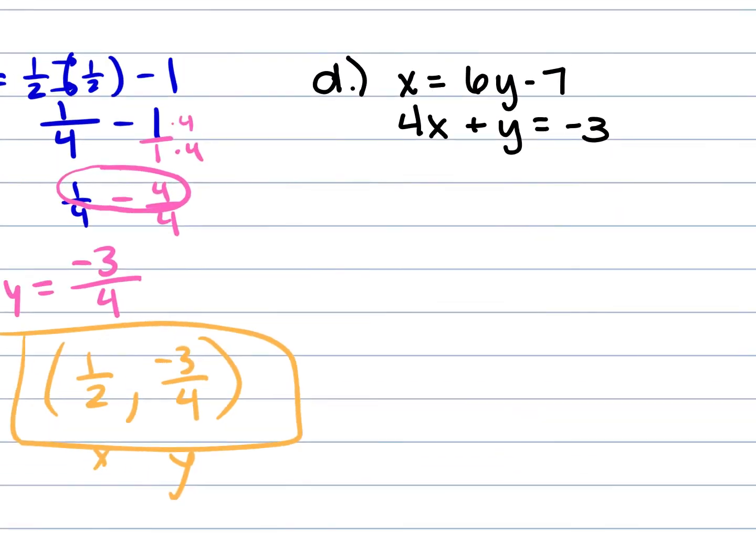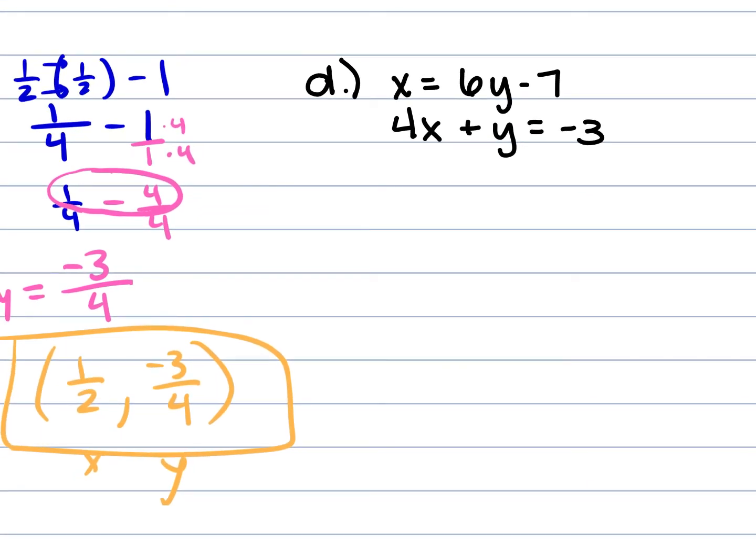All right, let's look at D. Step 1 is to get either x equals or y equals. Do I have that here? Yep. So I have x equals 6y minus 7. So what do I do with the 6y minus 7? I'm plugging it into x. So because it's x equals 6y minus 7, I'm plugging that into the x in my other equation. So I have 4 times (6y minus 7) plus y is equal to -3.